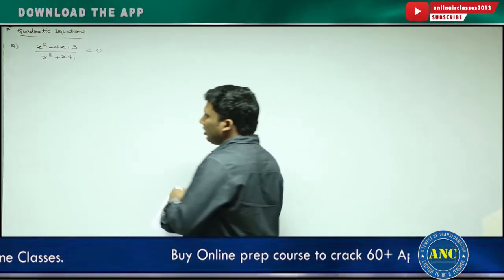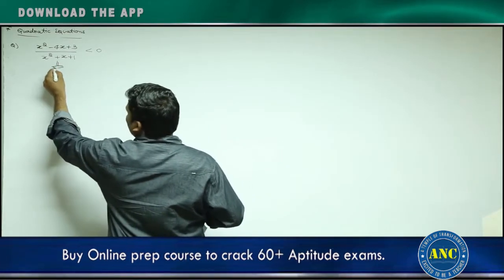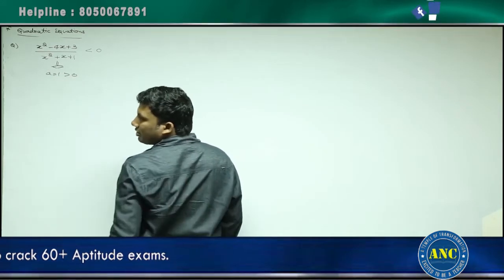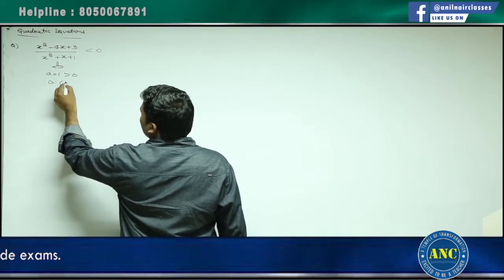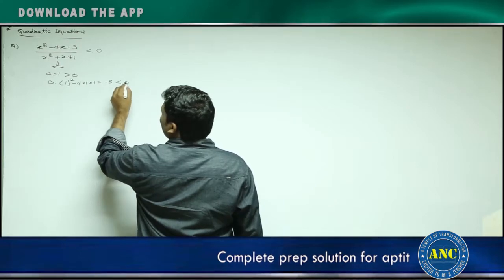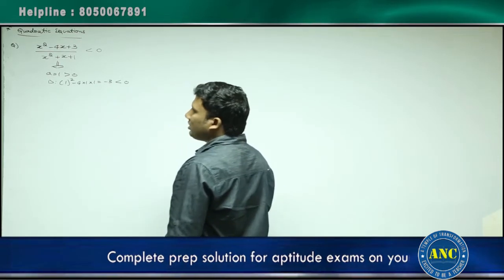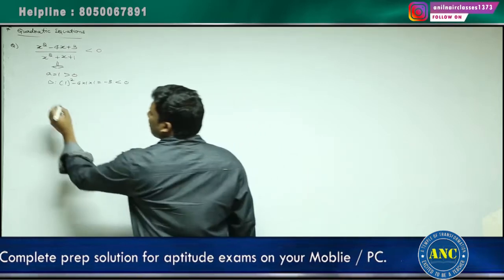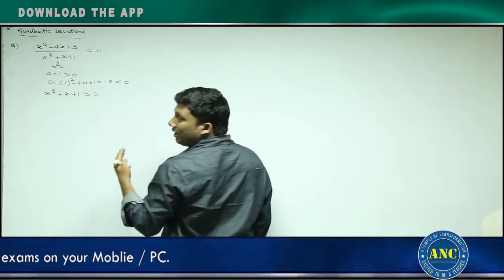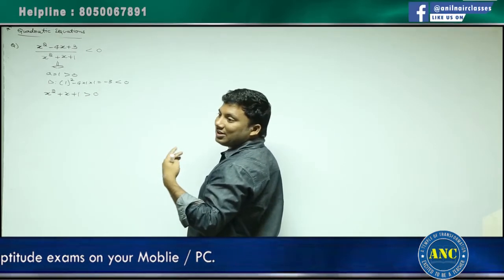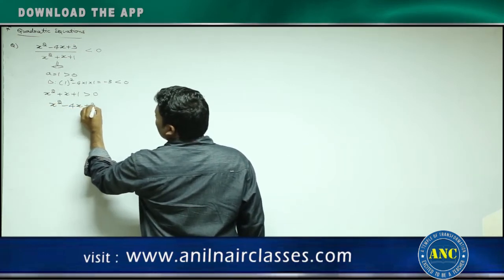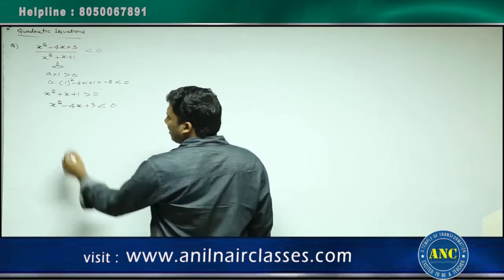How to do a rational function? First let us see the nature of the denominator. X square plus x plus 1. A is 1, greater than 0. D is b square minus 4ac, which is minus 3, less than 0. A greater than 0, D less than 0. That means x square plus x plus 1 will be greater than 0. If denominator is greater than 0 and a fraction is less than 0, that means numerator will be less than 0. X square minus 4x plus 3 less than 0.